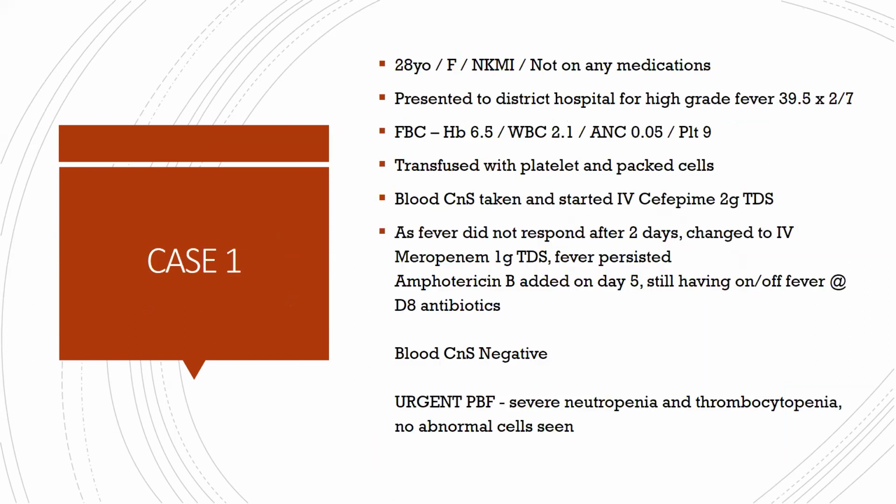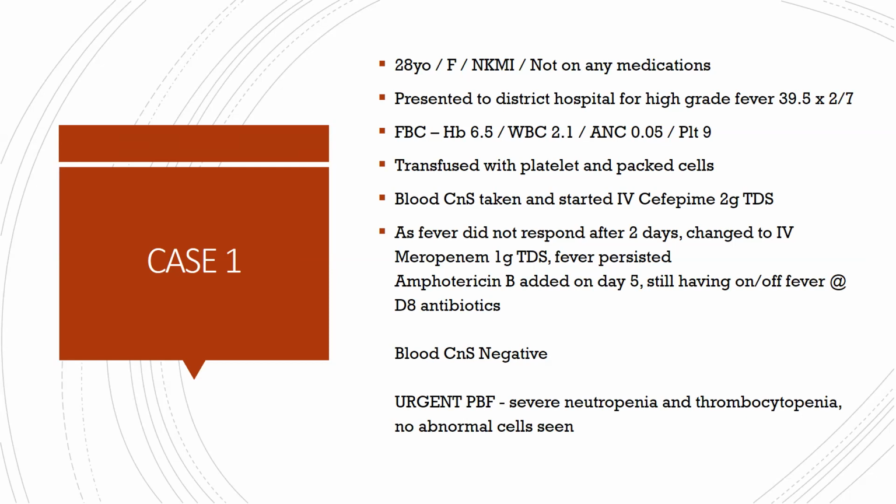Okay, so now we move on to some case presentation. This is a 28 years old lady, no medical illness and not on any medications. Presented to the district hospital with a very high grade fever of 39 degrees Celsius for 2 days. The HB is 6.5, white cells 2.1, absolute neutrophil count is 0.05, platelet is 9. So she was transfused with platelet and PRBC, and started cefepime, taken blood C&S. It didn't respond after 2 days, so changed to meropenem, didn't respond as well. So added amphotericin B on day 5, still having fevers on day 8 of antibiotics. Blood C&S negative. So the urgent PBF shows severe neutropenia and thrombocytopenia, no abnormal cells seen.